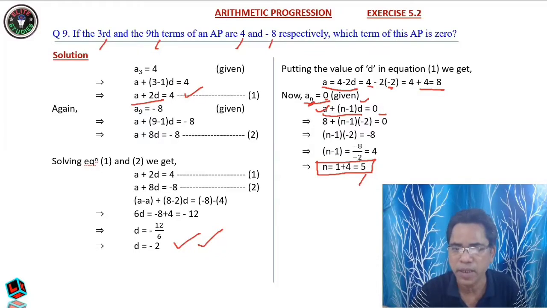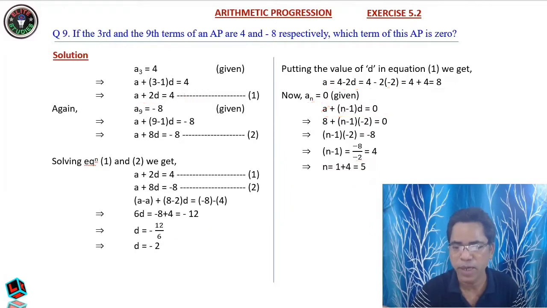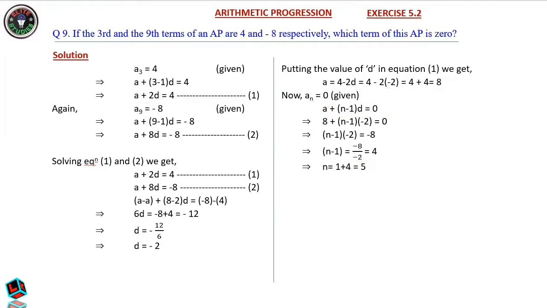Let us check. The third term is 4. What is the first term? First term is 8. Now what is d? d is minus 2. If you add minus 2, it will be 6. And 6 minus 2, it is 4. 4 minus 2, it is 2. And 2 minus 2, it is 0. You see, first term, second term, third term, fourth term, fifth term. The fifth term is 0. Hence the answer. Okay. Now you can take a screenshot.